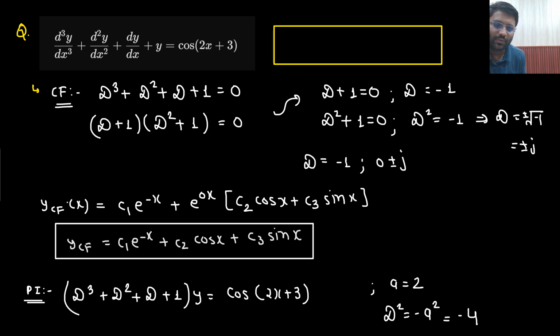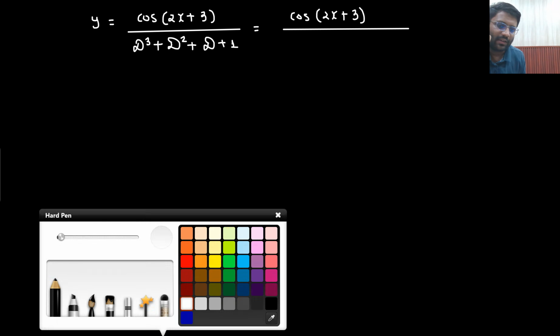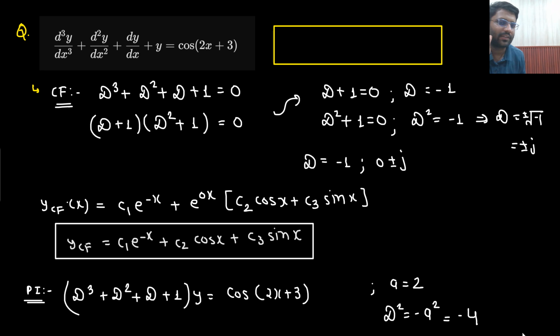So if I find out y, what would that be? y equals cos 2x plus 3 upon D cube plus D square plus D plus 1. Can I write it down in this way? Cos 2x plus 3, because I know that D square can be replaced with minus 4. This is something that I know.